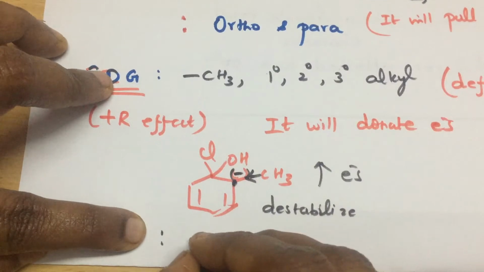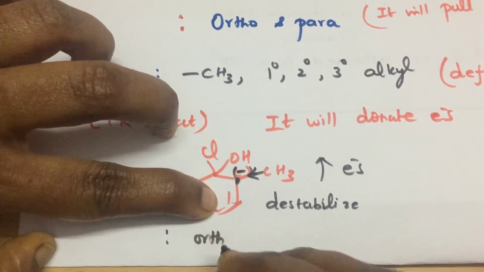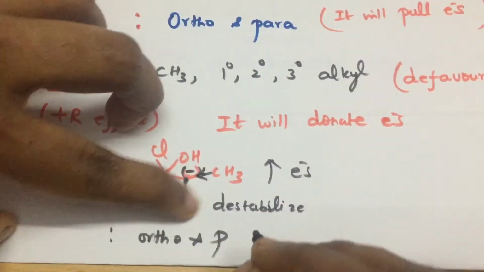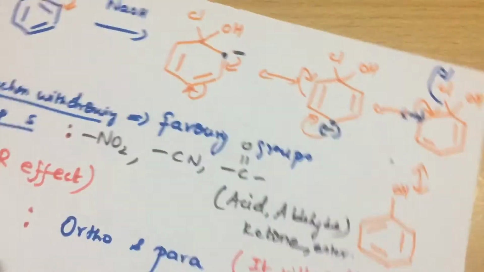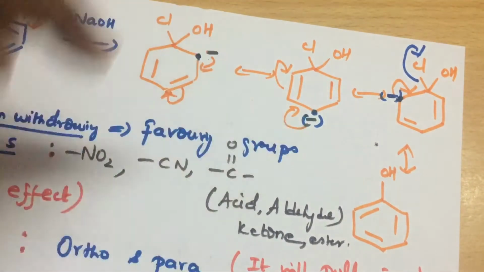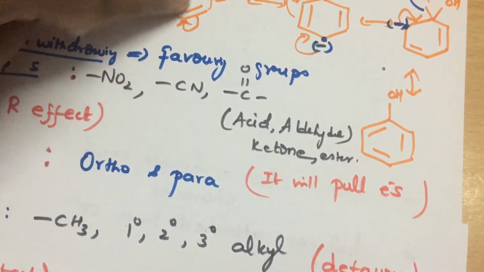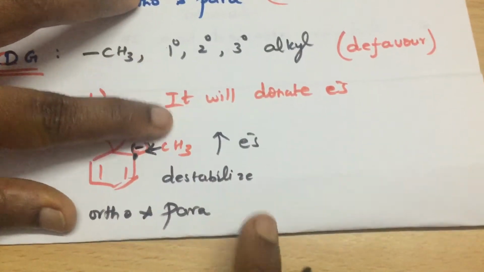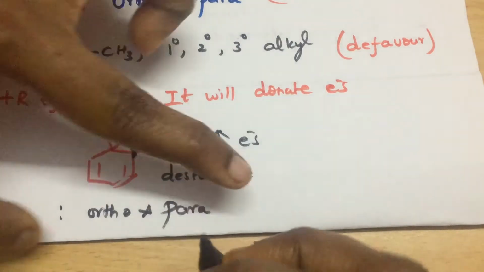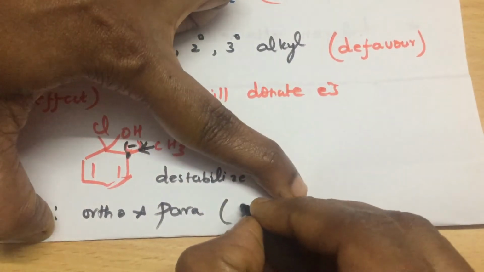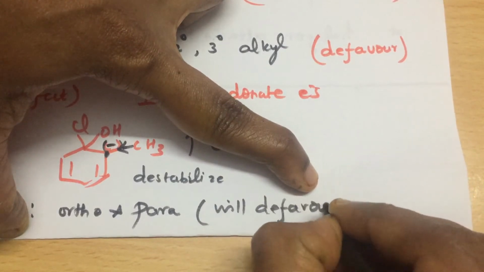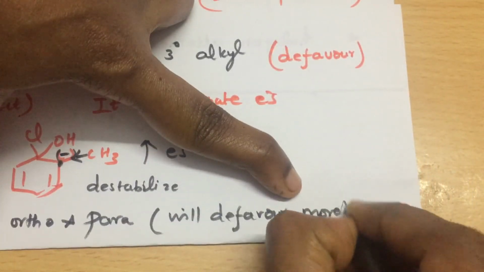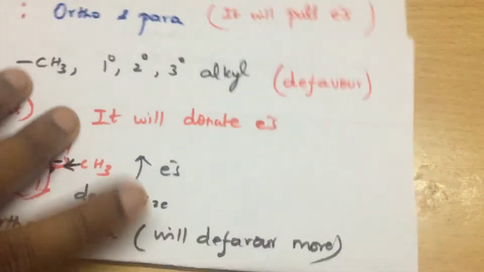If its position is ortho or para, it will disfavor more. There is already charge density in the ortho and para positions. If these groups are present in these positions, what will it do? Its effect will be more, so it will disfavor more. Okay, with these details, we are going to solve the problem.